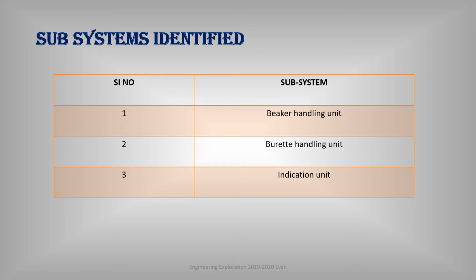According to the function clustering, the subsystems are beaker handling unit, burette handling unit and indication unit. So we are working step by step through these subsystems. By seeing this, we can easily understand the functions that the prototype performs.